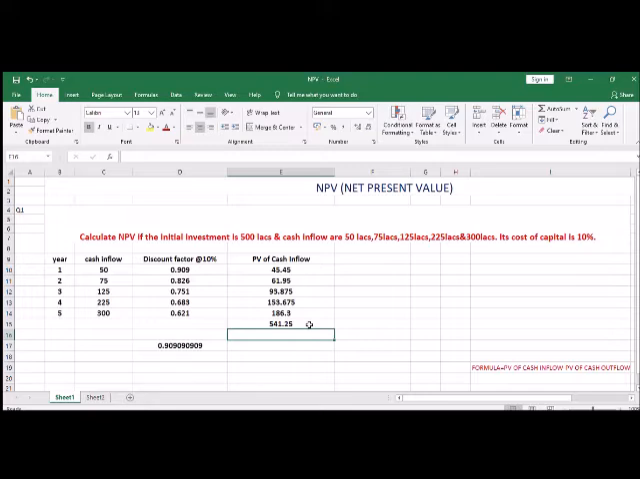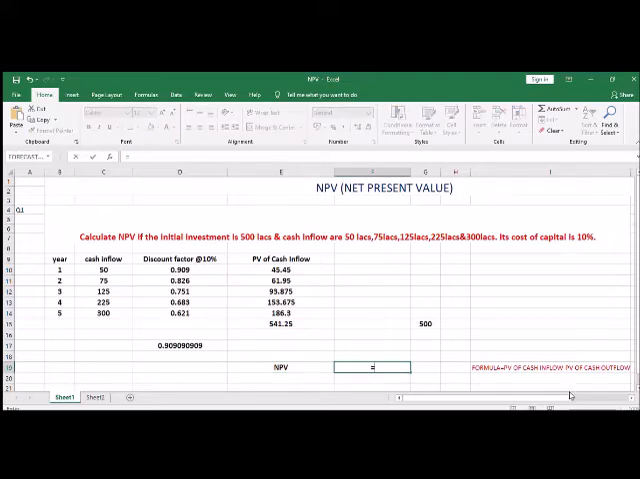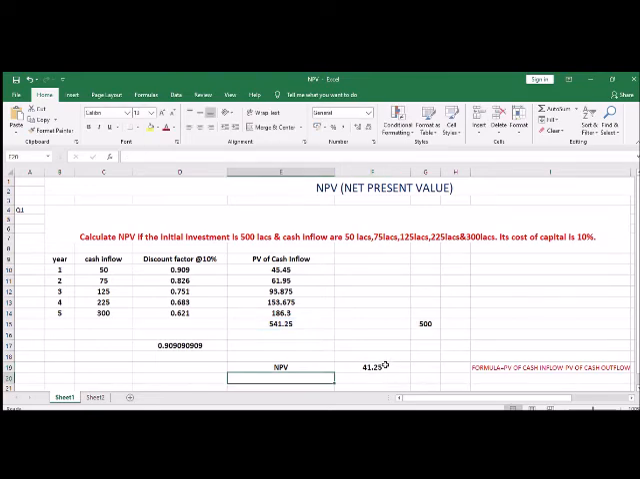Here we write somewhere the initial investment, 500 lakh rupees. So as per the formula, NPV is equal to PV of cash inflows, this, minus PV of cash outflow, that is the initial investment. It comes out to be 41.25 lakh rupees.